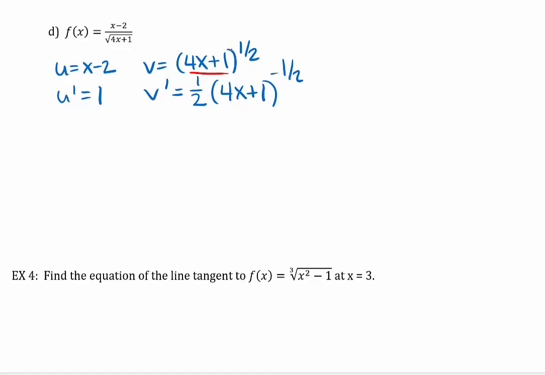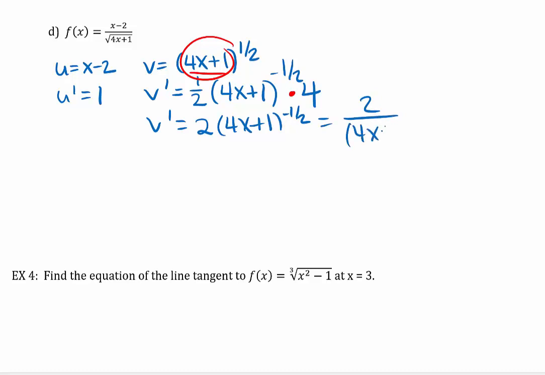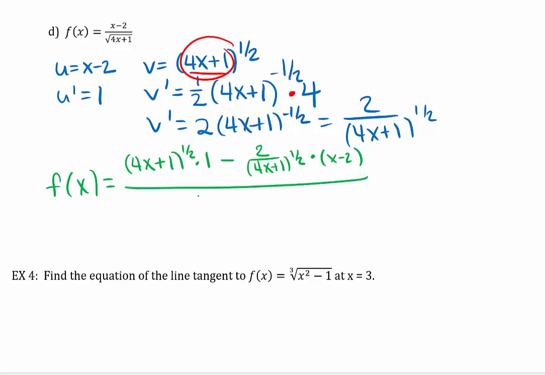Then the chain rule says we have to multiply by the derivative of that inside function, and the derivative of 4x plus 1 is 4. So my v prime, 1/2 times 4 is 2, (4x plus 1) to the negative 1/2, or 2 over (4x plus 1) to the 1/2. So using my quotient rule, I take u prime times v minus v prime times u all over v squared.